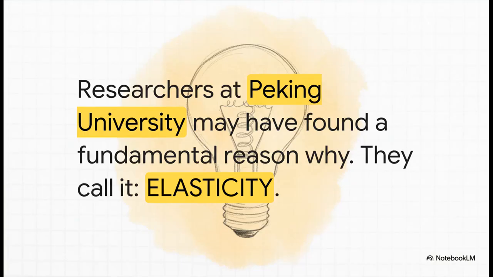A team of researchers from Peking University thinks they've found the answer. They've put a name to it, a fundamental property they're calling elasticity. And this one idea, this new framework, might just explain why making AI safe is so incredibly hard.